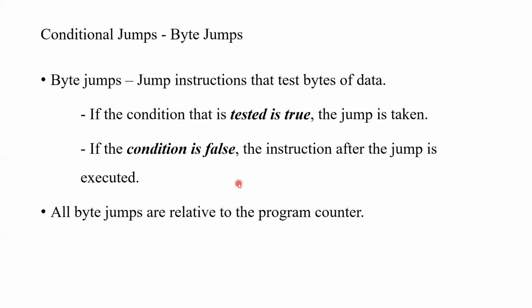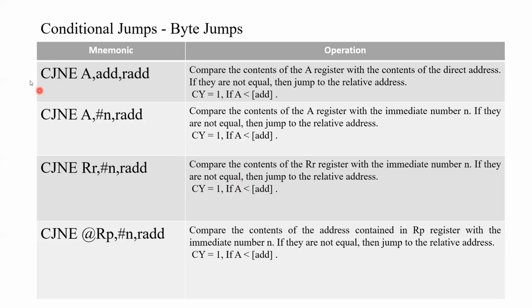Now we'll understand what those conditions are. These are the mnemonics we have. CJNE. What is this CJNE? Compare, jump if not equal. You're comparing the contents of the accumulator with the contents of the direct address, and only if these two contents are not equal, then jump. Where does it have to jump? It has to jump to RADD. Why have we written it as RADD?